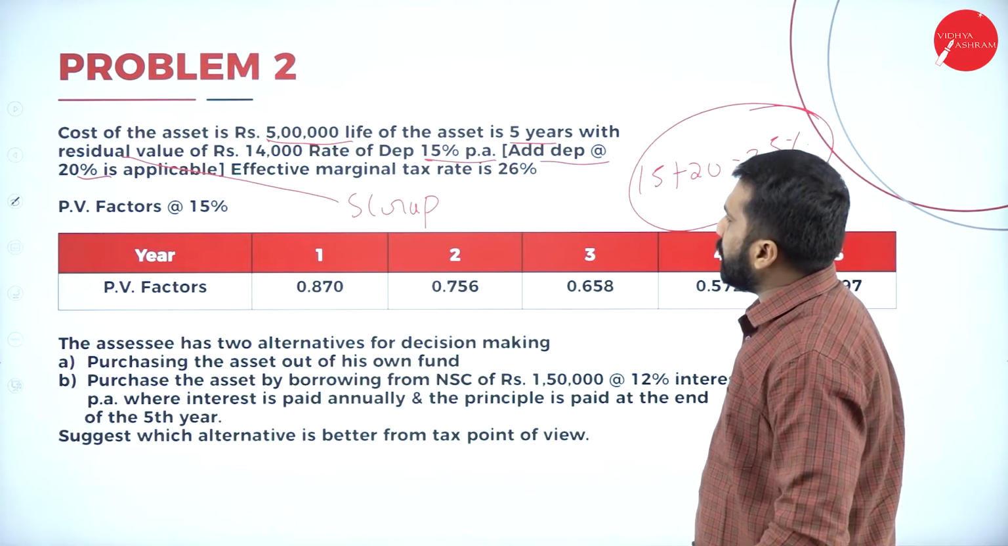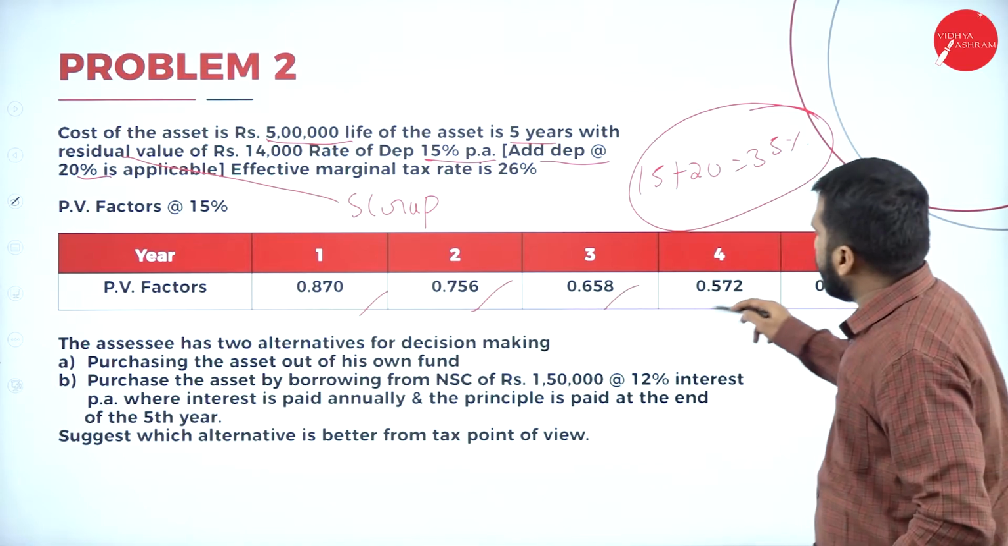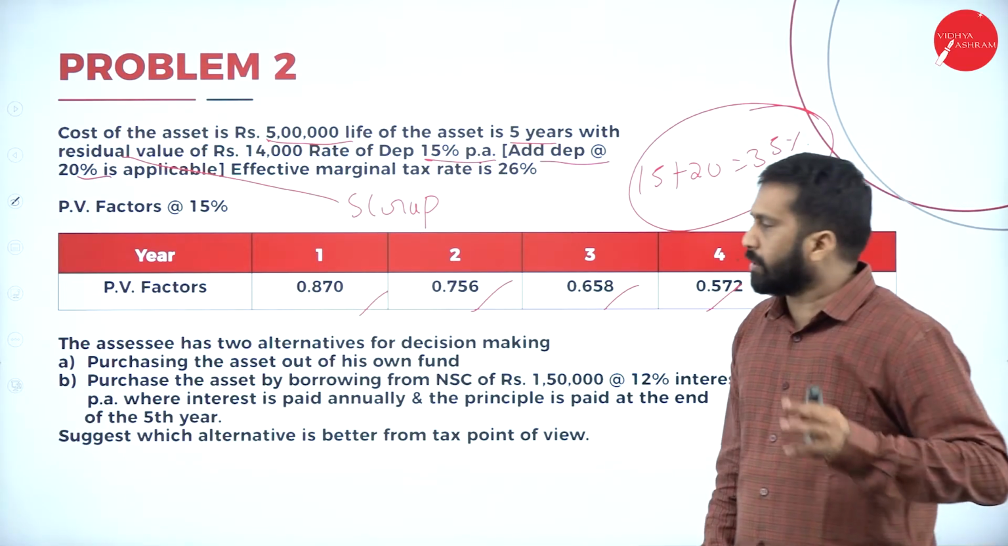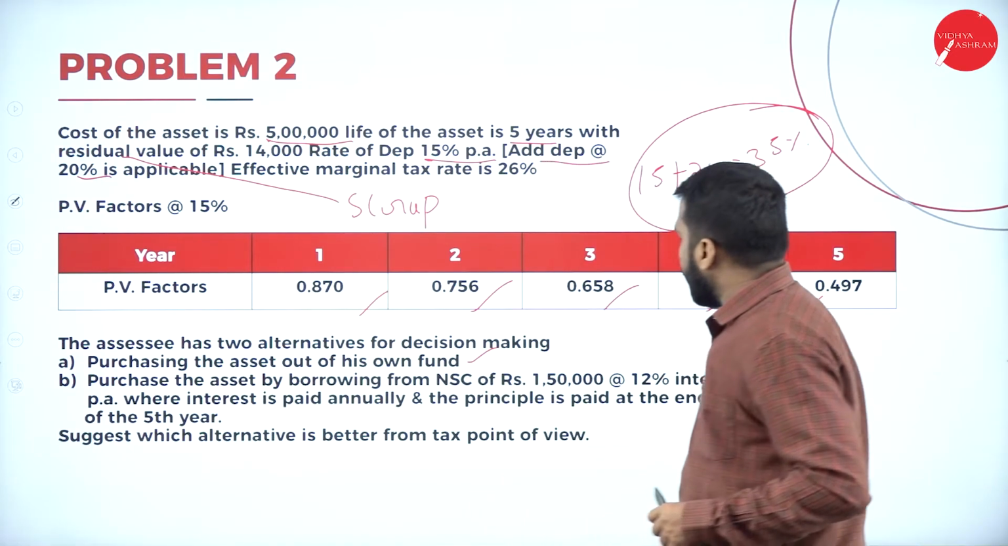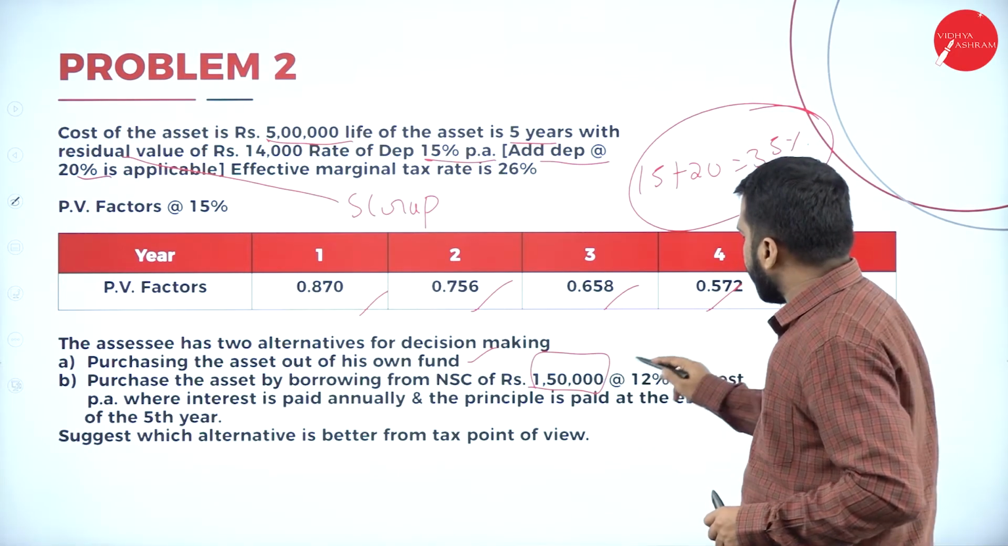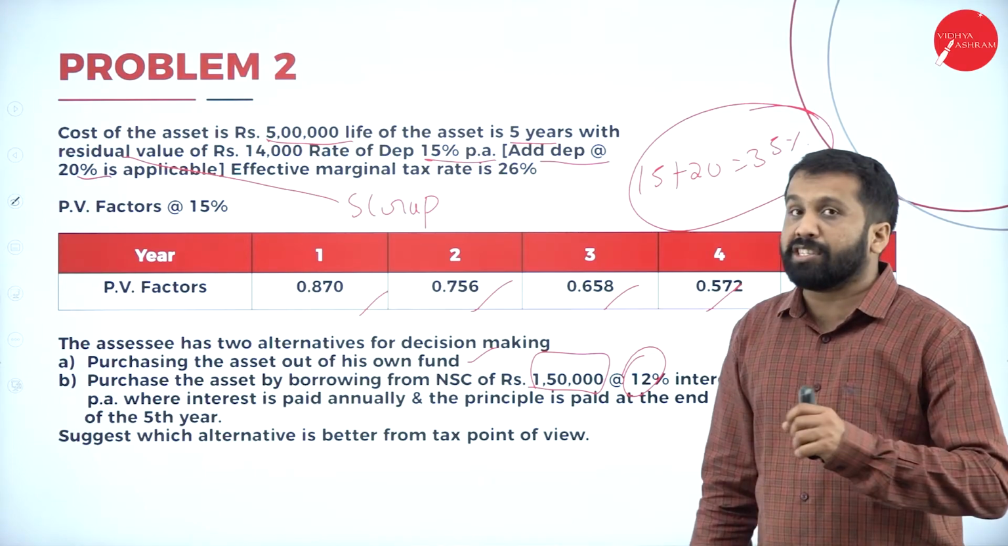Now, what is the PV factor? These are your PV factors. Now, the assessee has two alternatives: own fund, or else they can take 1,50,000 at 12% interest. Which is better?